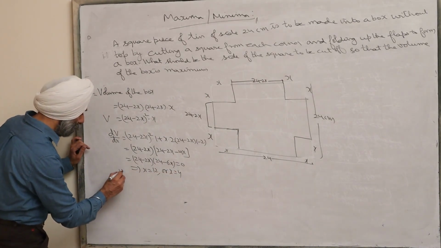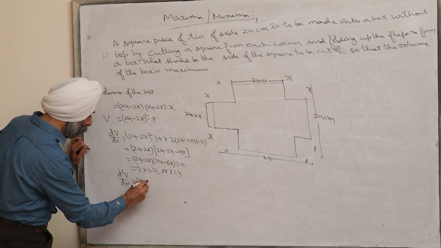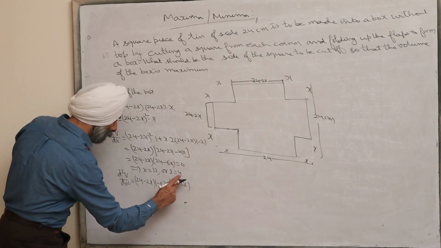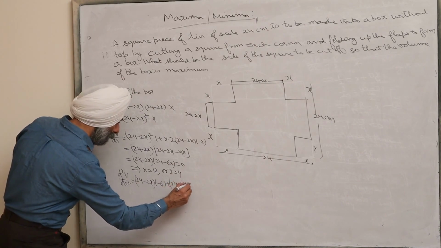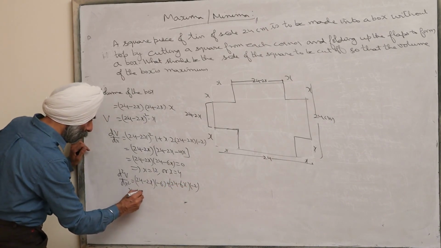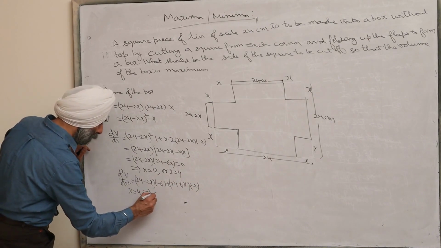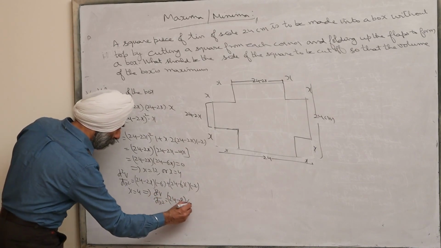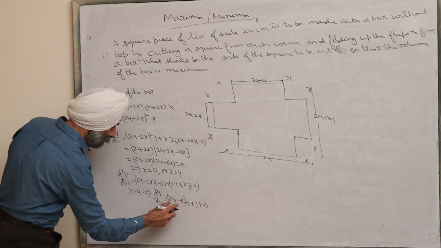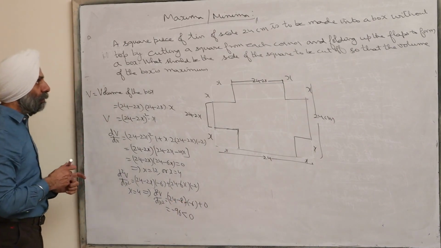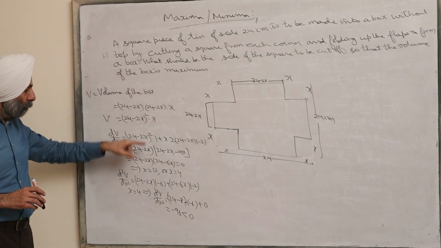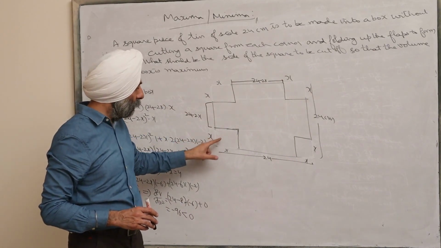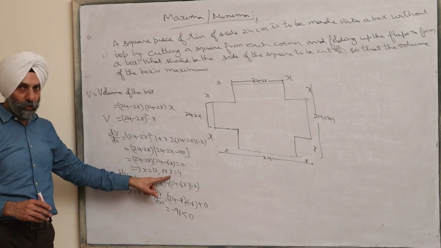Now again you differentiate this. d2V upon dx square is 24 minus 2x into minus 6 plus 24 minus 6x into minus 2. Now x is equal to 4 implies d2V upon dx square is 24 minus 8 into minus 6 plus 0. How much is that? It is minus 96, which is less than 0, which means that it is maximum. So the volume of the box is maximum when x is equal to 4 centimeter. That is, the side of the square to be cut off, your x, is equal to 4 centimeter.